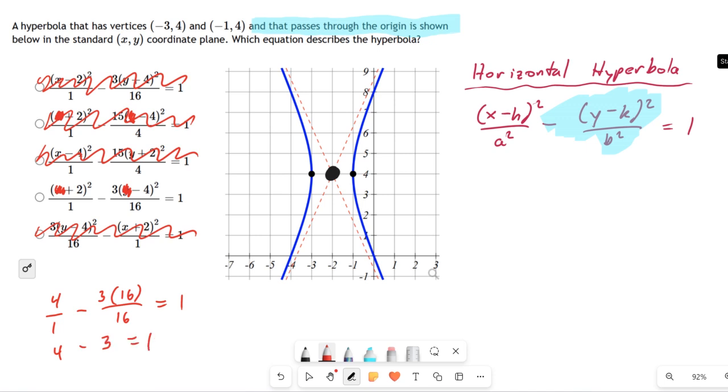Looks good. So this is our equation right there, which we captured by using information about the center, about the orientation, right, that horizontal or vertical shape, and this neat little bit about the origin.